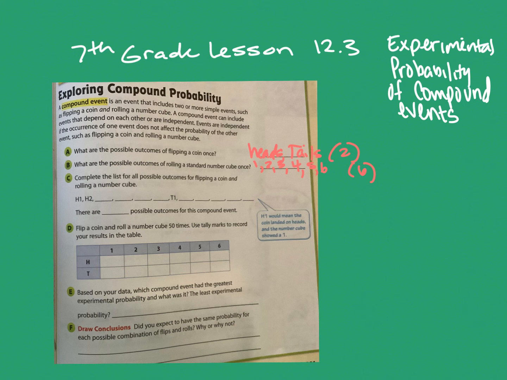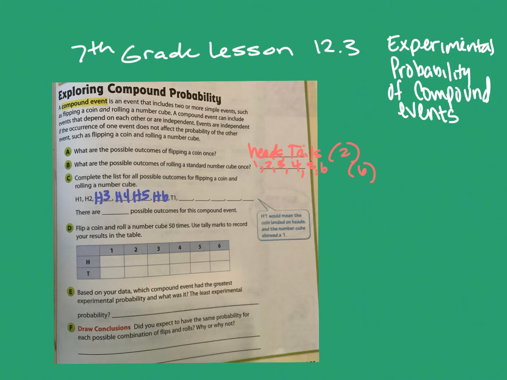So if you compound those together, if you put those two simple events together and you say, okay, what are my chances of flipping heads and rolling a 1? And then flipping heads and rolling a 2. And we're just going to go ahead and fill this out. Heads 3, heads 4. I flip heads, roll a 5. I flip heads, roll a 6.